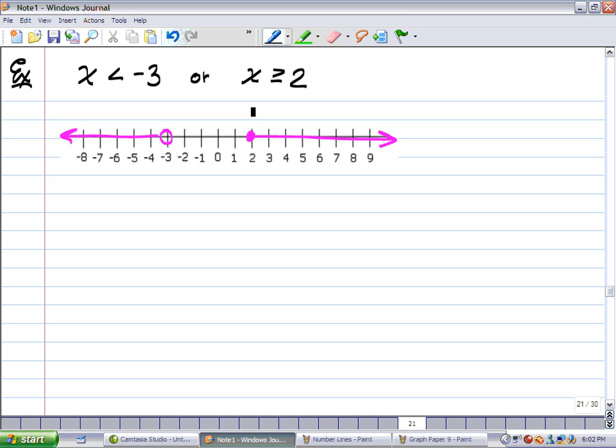Okay, that is the last topic in homework 3. So you should be able to do all of the homework 3 problems.